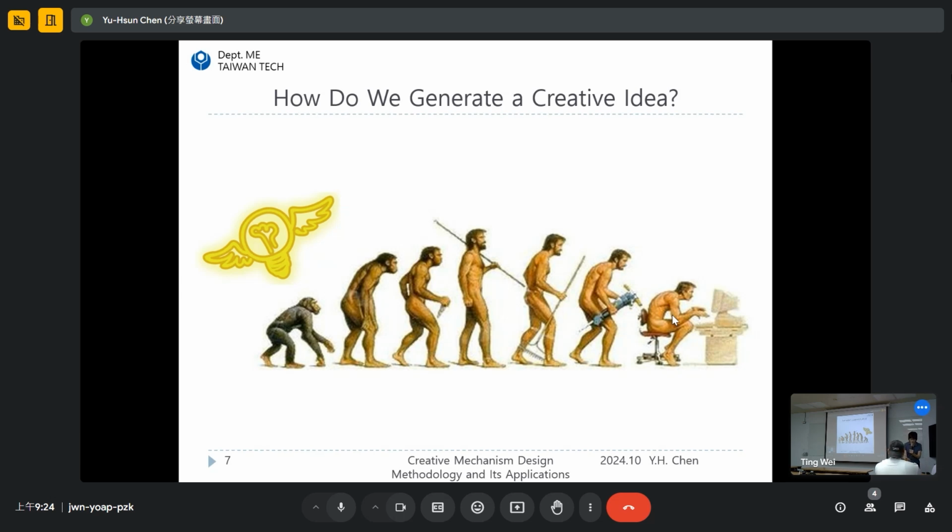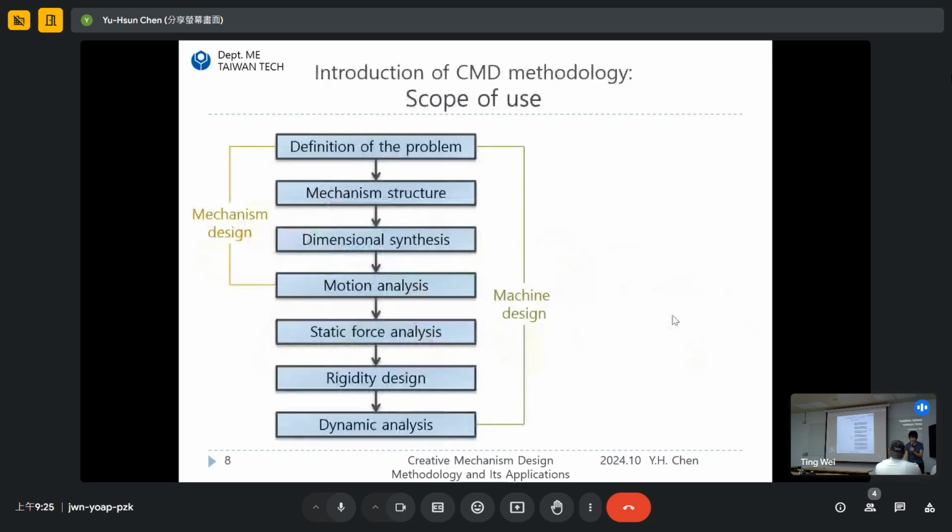So how about the mechanism? As we know, if we take a historical review, we find that most of the mechanical parts have already been used for a really long time, right? Maybe thousands of years ago. So I think especially for the mechanism, it is developed step by step.